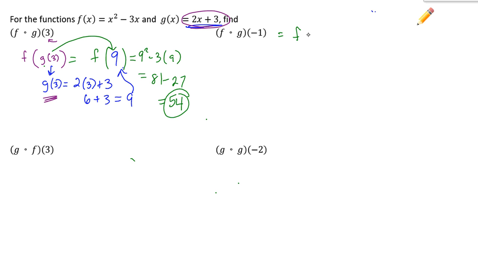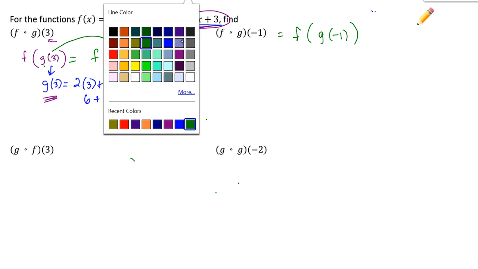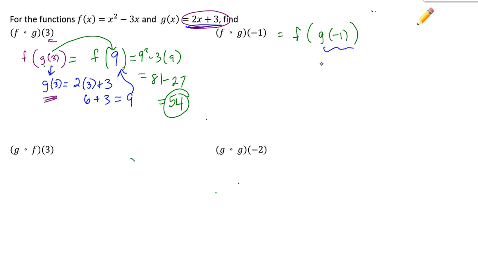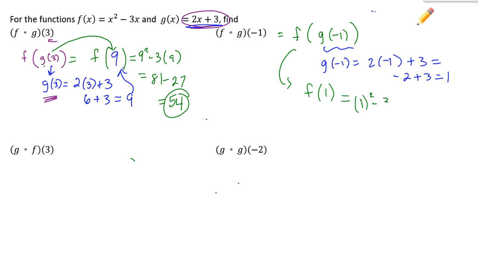So this one says take f, plug G of 1 into it, which really means take G, replace its x with -1, find that value, and plug that back into f. So this is going to become f of 1. And if we plug that in to our original function, it will be 1 squared minus 3 times 1, or 1 minus 3, which is -2.